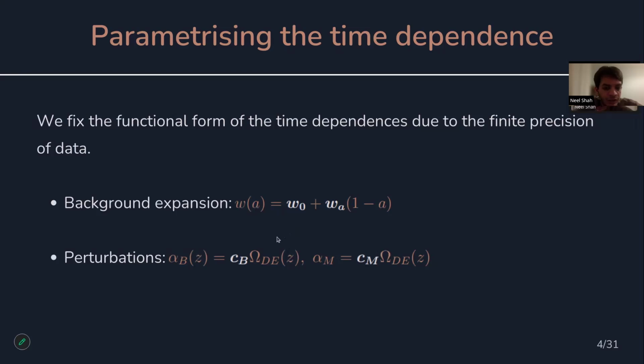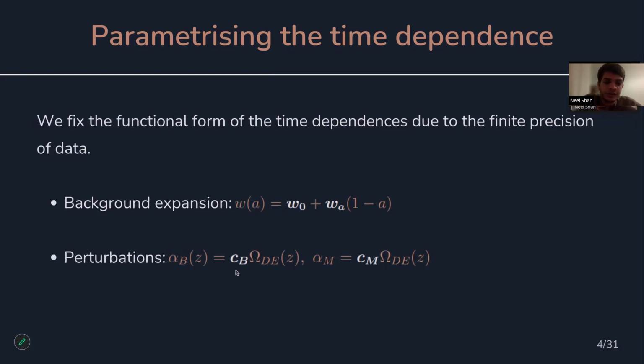And the dark energy perturbations are described by 2 functions of redshift, alpha_B and alpha_M. And here we make them proportional to Omega_DE, which is the fraction of total energy density in the universe that's contained in dark energy. So we have one free parameter for each of these functions. Now this parameterization is a bit ad hoc, but it also has a mild physical motivation.